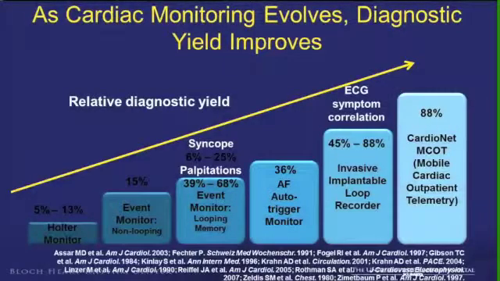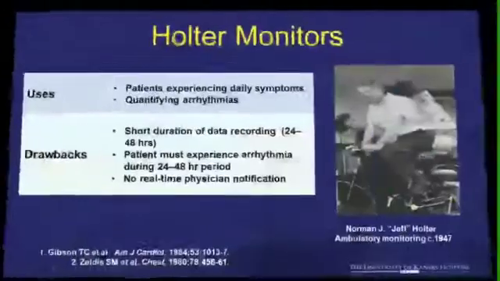I think it is safe to say that as our cardiac monitoring has evolved over the years, the yield on symptomatic arrhythmias has especially increased. You'll see way at the bottom, Holter monitors, which are our tried and true and initial method of monitoring, really only give us a yield of about 5 to 13%, all the way up to the mobile cardiac telemetry monitors and the implantable loop recorders, depending on whether we're looking for symptomatic or asymptomatic arrhythmias.